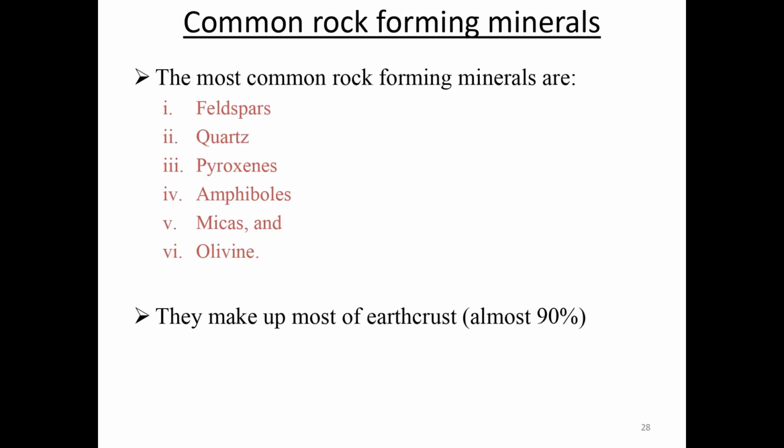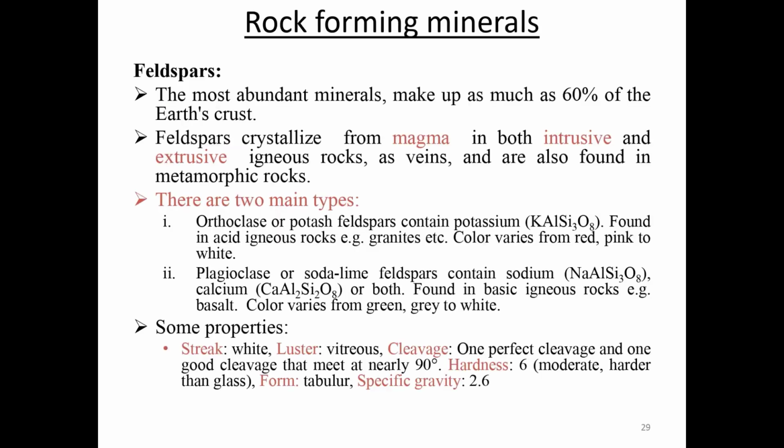Common rock-forming minerals. The most common rock-forming minerals are feldspars, quartz, pyroxenes, amphiboles, micas, and olivine. They make up most of the Earth's crust, almost 90%. Feldspars are the most abundant minerals, making up as much as 60% of the Earth's crust. Feldspars crystallize from magma in both intrusive and extrusive igneous rocks as veins, and are also found in metamorphic rocks.